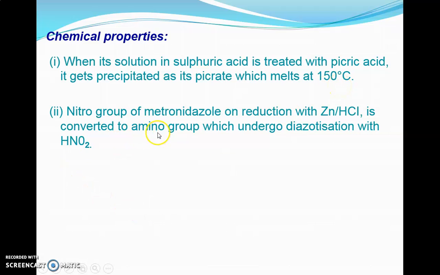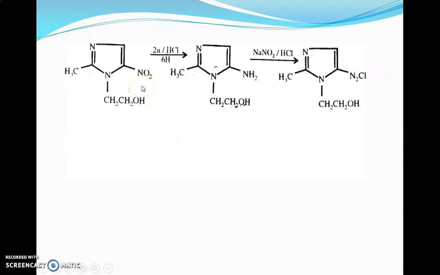Then the nitro group of metronidazole on reduction with Zn and HCl converts into the primary amino group, which will undergo the diazotization reaction with HNO2, that is sodium nitrite, and HCl. So this is a chemical property of metronidazole. As we already discussed in the structure, there is a nitro group, and that's why metronidazole. So the nitro group is first reduced with Zn and HCl. It undergoes reduction, is converted into the amino group, and we call it a primary amino group.